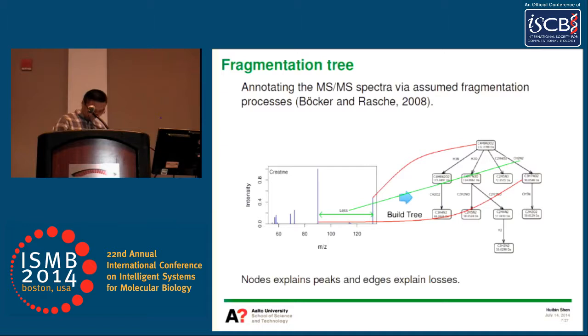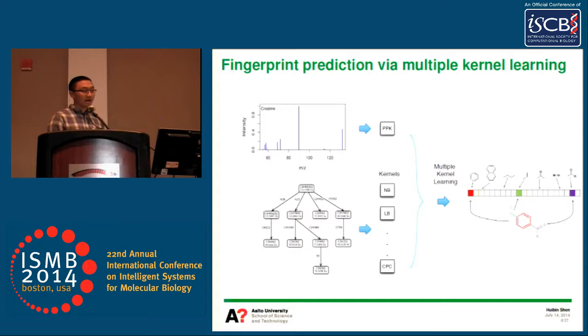So now we have the spectrum and the fragmentation trees. So how do we combine the information? In this paper, we propose using the multiple kernel learning approach to do that. So we have a kernel function for the spectra. We have a kernel function for the trees, and then we use multiple kernel learning to combine the information in the kernels. By using this, we can improve the prediction of the fingerprint.